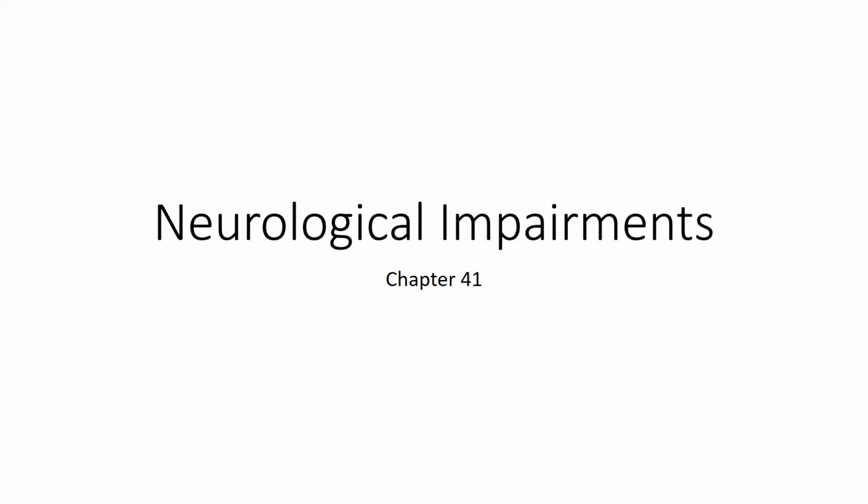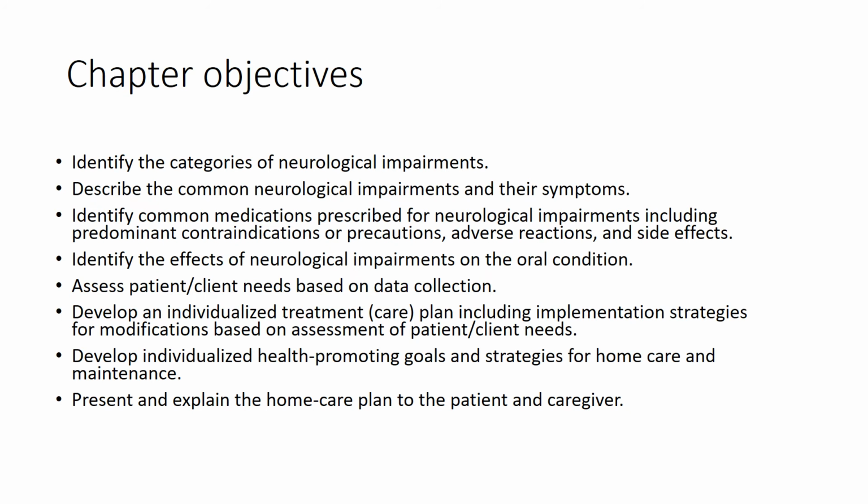Okay, next we're going to talk about neurological impairments. Let's look at our chapter objectives. We want to identify the categories of neurological impairments, describe the common neurological impairments and their symptoms, identify common medications prescribed for neurological impairments, including predominant contraindications or precautions, adverse reactions, and side effects.